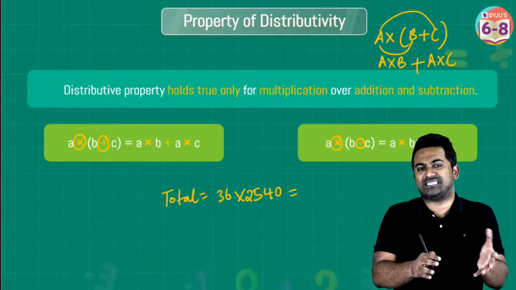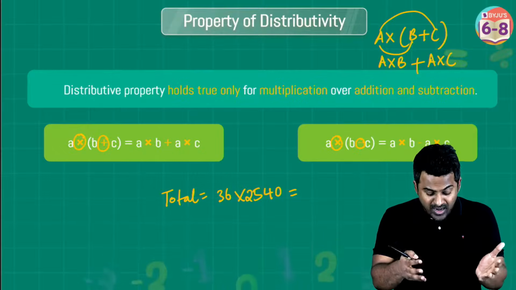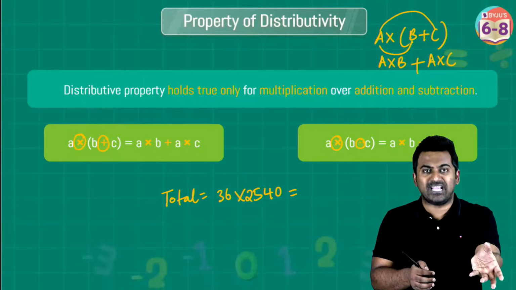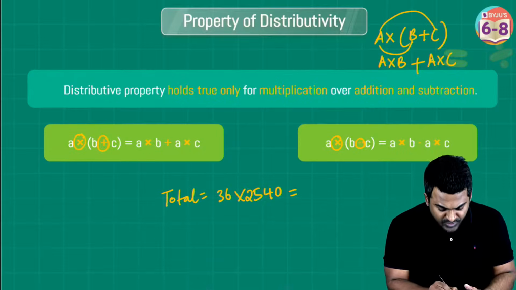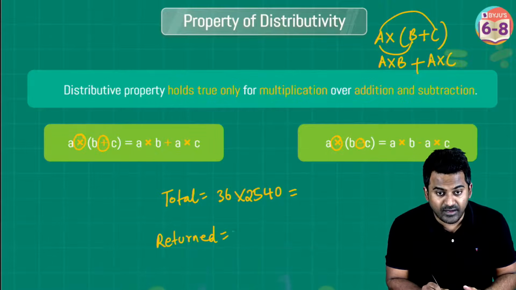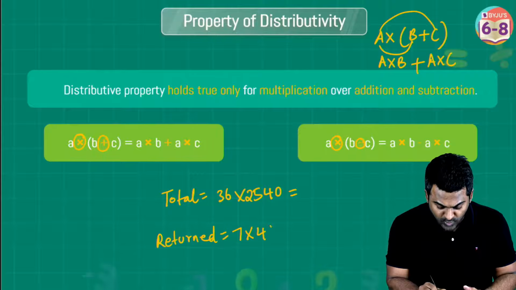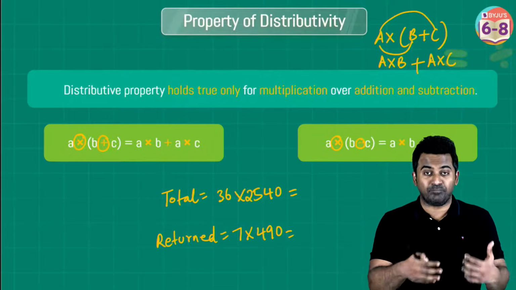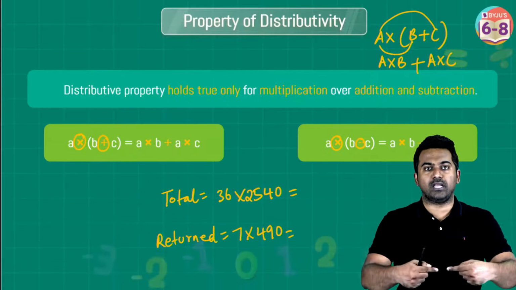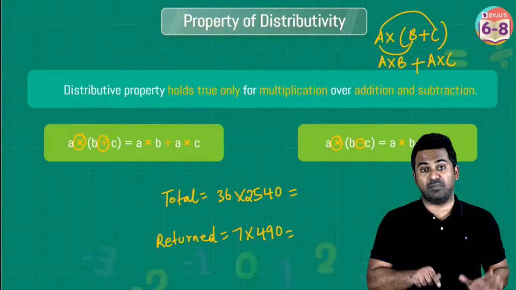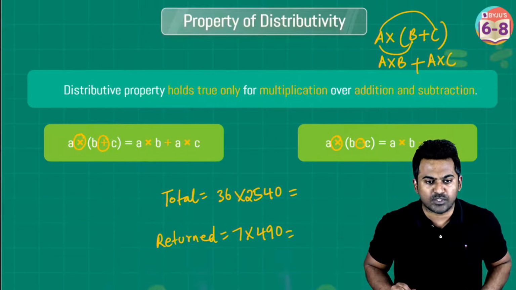Okay, so 7 students decided that they don't want to go now, but they did not get the whole money back. They only got 490 rupees each, right? So how much money was returned? 7 multiplied with 490. I'm sure you guys understand why I'm multiplying, repeated addition. Each student 490. So 490 plus 490 plus 490, 7 times, is going to be 7 multiplied with 490.